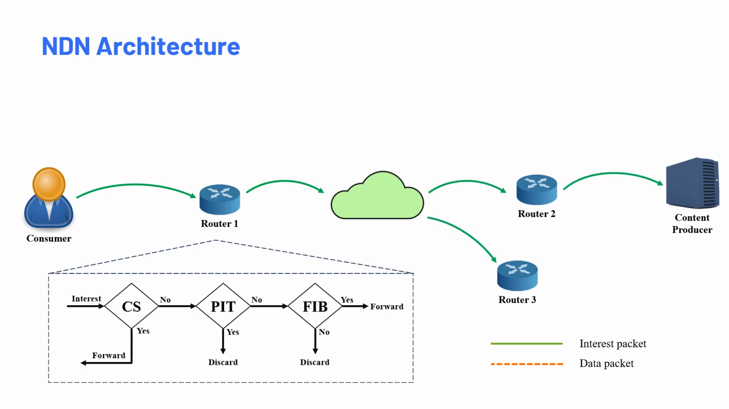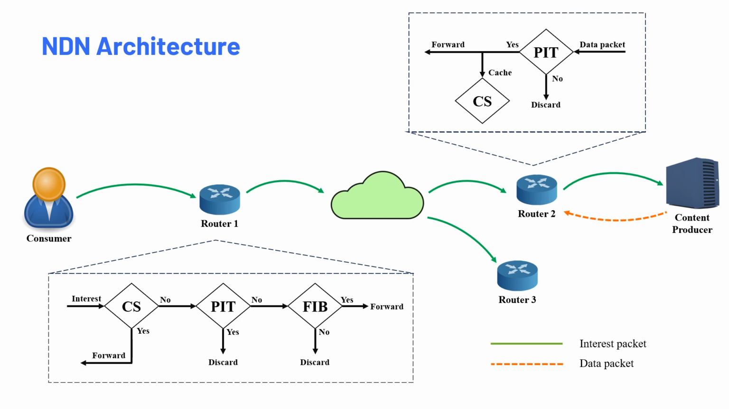The producer will reply to the interest packet by sending a data packet along the same route the interest packet traveled. When it reaches router 2, it will check the content store to cache the data. This action will continue at every router until it reaches the consumer.